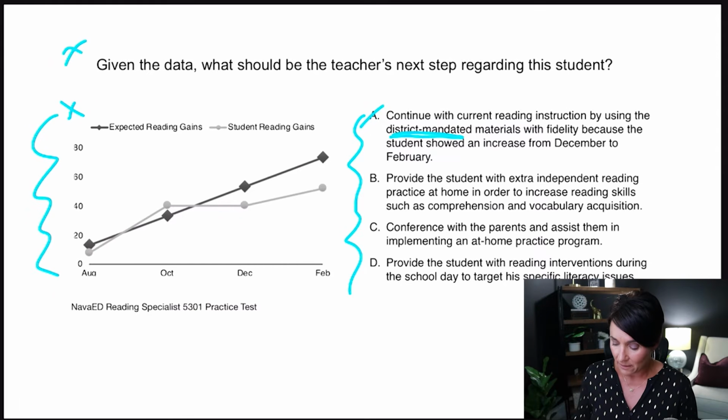Right away, independent reading, I'm going to cross that off. It's usually a bad answer when it comes to trying to increase reading skills. If students are struggling, they're not going to go home and read independently for an hour. It's just not going to happen. And you want to stay away from at-home stuff on the exam.